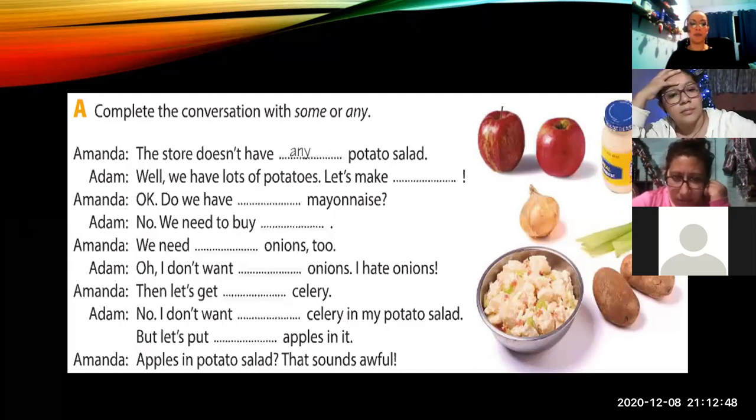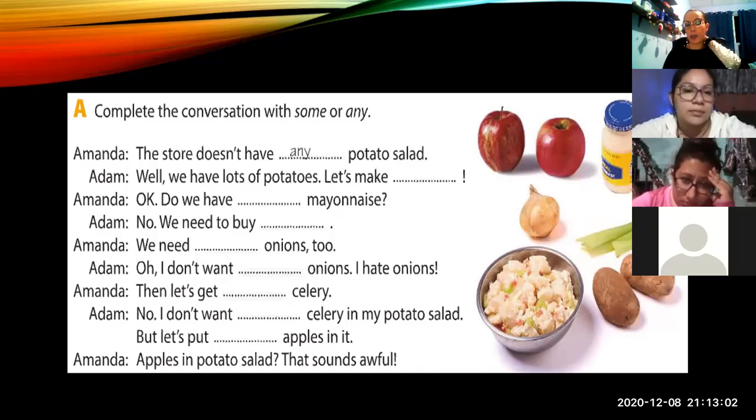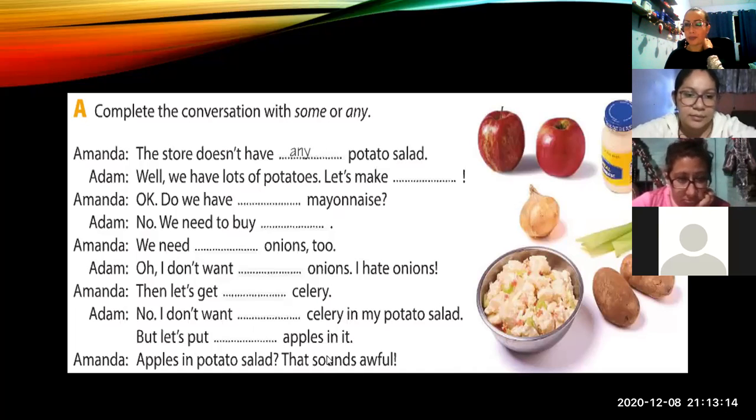Some celery. No, I don't want any celery in my potato salad, but let's put some apples in it. Apples in potato salad. That sounds awful.